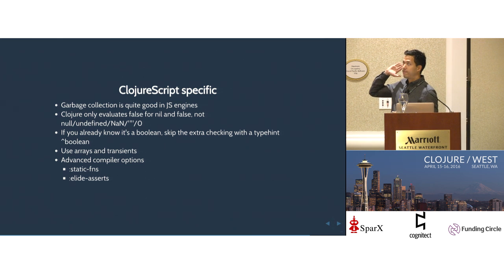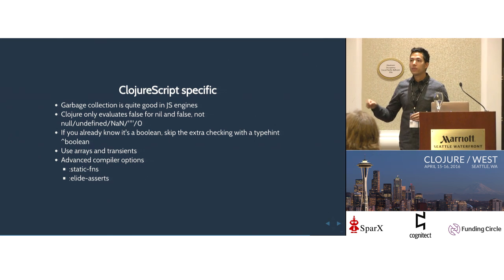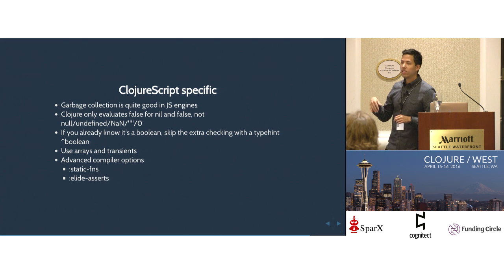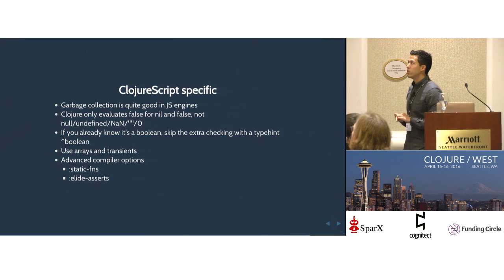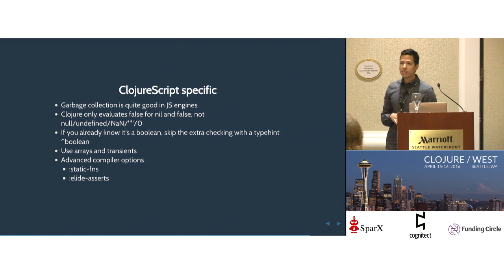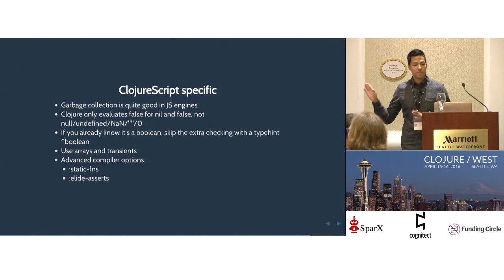JavaScript Booleans are a mess. If you know something is going to be a Boolean, there is an actual type hint in the ClojureScript compiler to skip all the extra checking. Again, make it do less work. Use arrays and transients when you need to build up intermediate state. And then use the advanced compiler options. Static functions does amazing things.